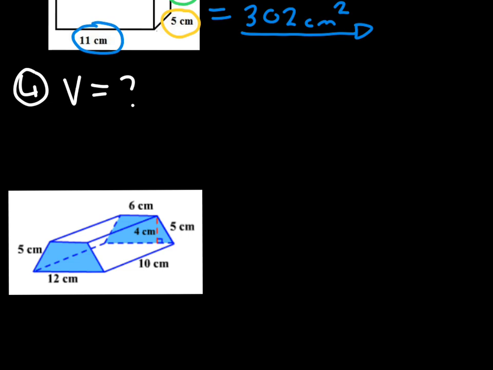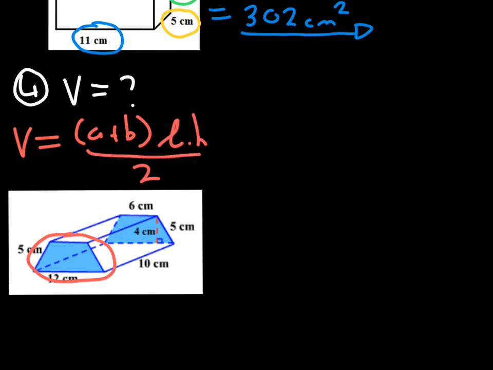For question 4, we're asked to find the volume of this polygon. So firstly, we need to identify the name of this polygon. As you can see, we have a trapezoid over there, so this shape is now a trapezoidal prism. We can then have a look at our formula sheet and we'll find that the volume of a trapezoidal prism is equal to (A plus B) times length times height, all over 2.